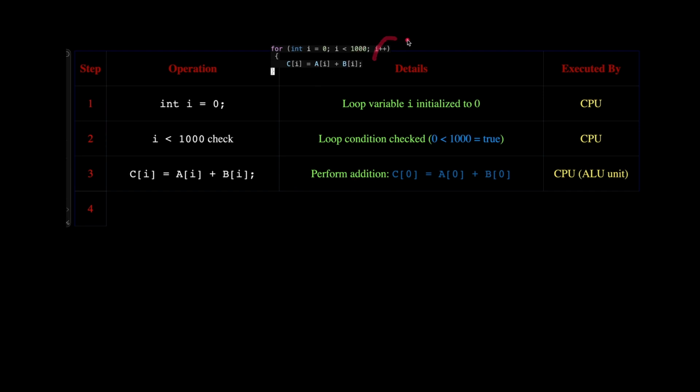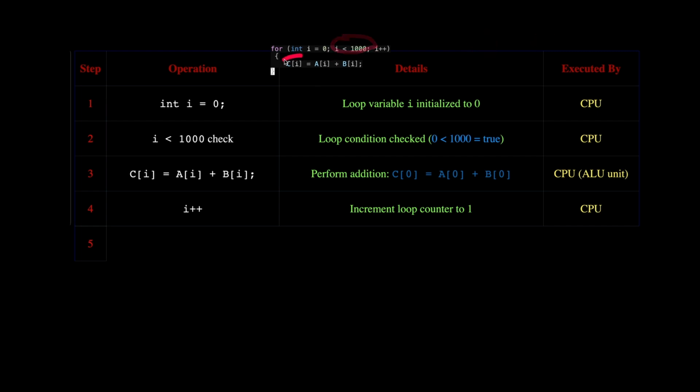The value of i will become 1 because we are incrementing i by 1. This will be executed by the CPU. After this, the condition will be checked again. Now i has become 1, and it is again less than 1000, so the loop condition will be true.